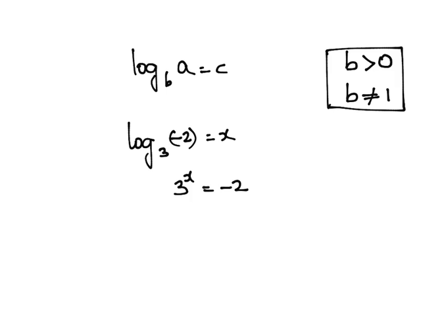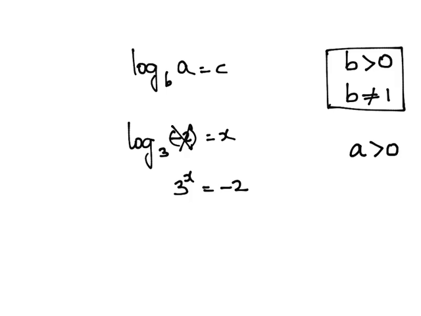For example, 3 power 1 is 3, 3 power 2 is 9, 3 power 3 is 27, 3 power 4 is 81, and 3 power 1.5 is a value between 3 and 9. But they're all positive, so you cannot get a negative answer. So this is not possible. Therefore, a again cannot be negative, so a has to be positive.